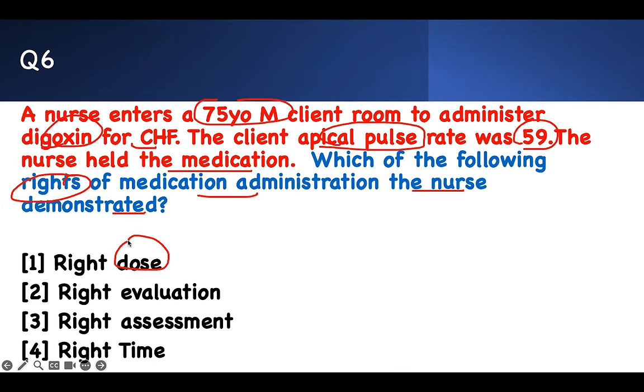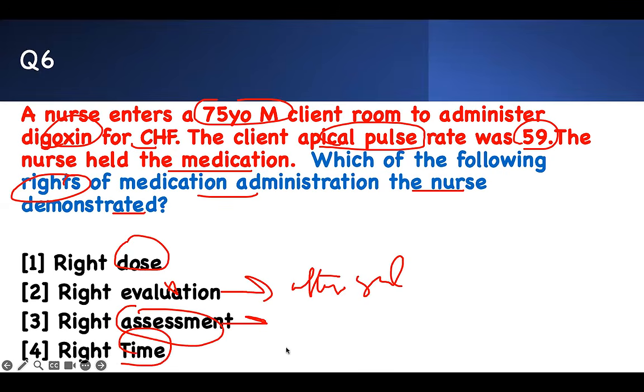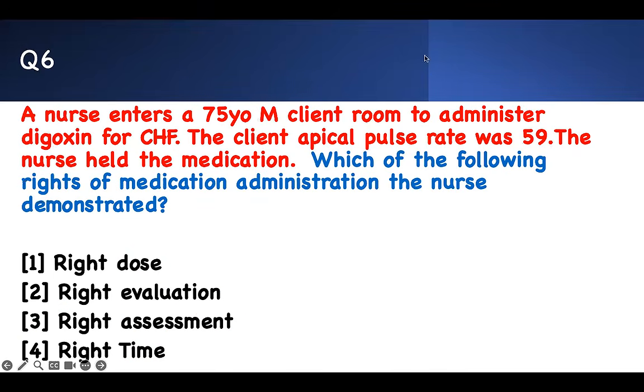It's not the dose that was the problem. Evaluation is after you give them the medication and find the side effects, the outcome. She made a right assessment and realized she does not need to give it to the patient. The time is when you check the time and compare it to the MAR. So this is a right assessment, not evaluation, no time, no dose.